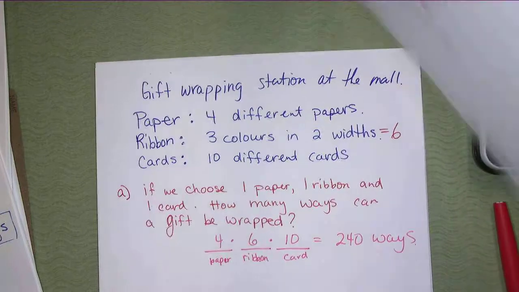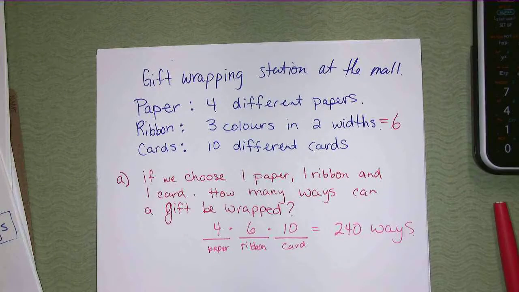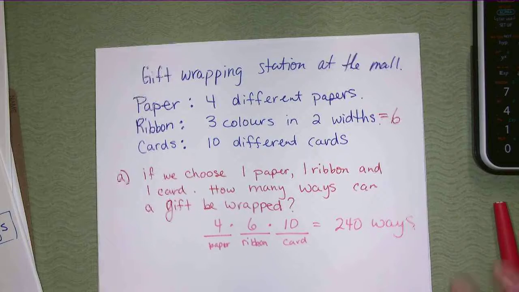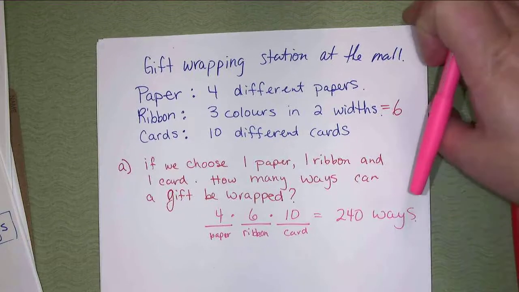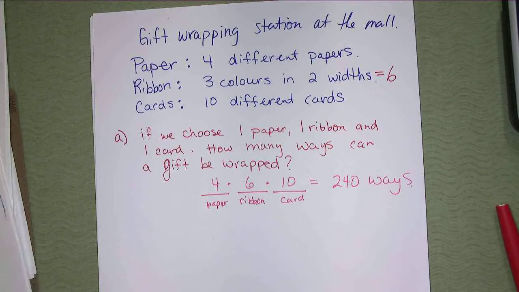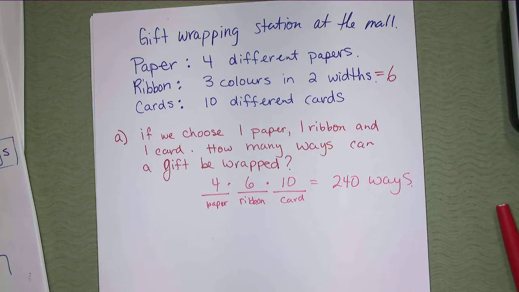I would say they're probably not equally likely in the real world because some of them might not go together, so you might not choose some. That's just the probability of it, though, but we're not talking about that yet. Okay, B.